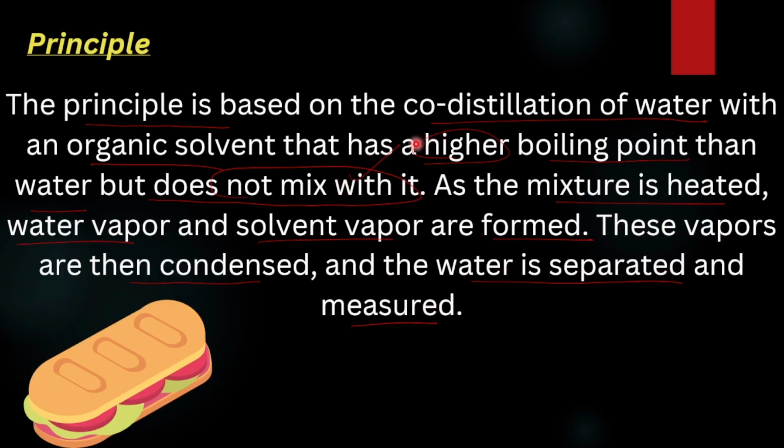Here they form an azeotropic mixture, which is a combination of two or more liquids with similar boiling points and the same composition in the vapor and the liquid phases. Even though they have the same boiling point, they do not mix with each other because they are immiscible with each other. So, in the trap we can see that two layers are formed.